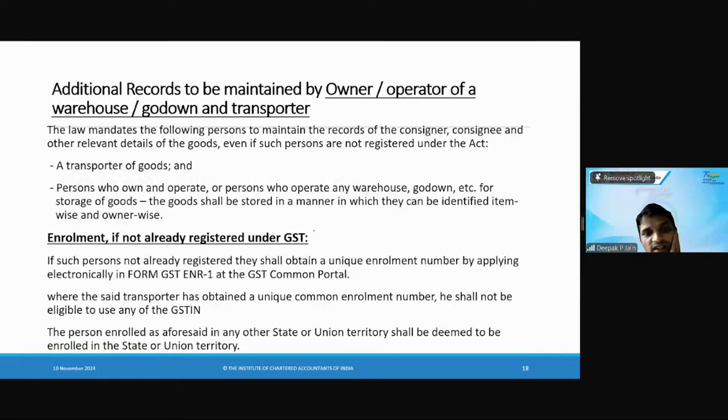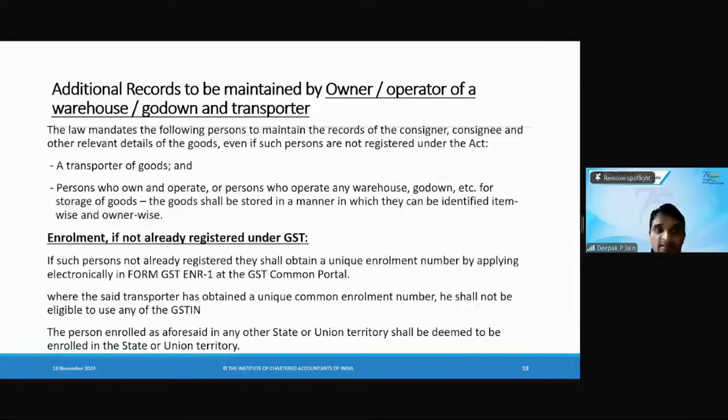Okay. Then additional records to be maintained by the owner or operator of a warehouse or godown and transporter. We have seen this first, yet the law says it again. The law mandates the following persons to maintain the records of the consignor, consignee, and other relevant details of the goods, even if such persons are not registered. Somebody had asked a question, sir: warehouse holder, transporter, they are not registered. Still they have to maintain it. Yes, they will have to maintain these records.